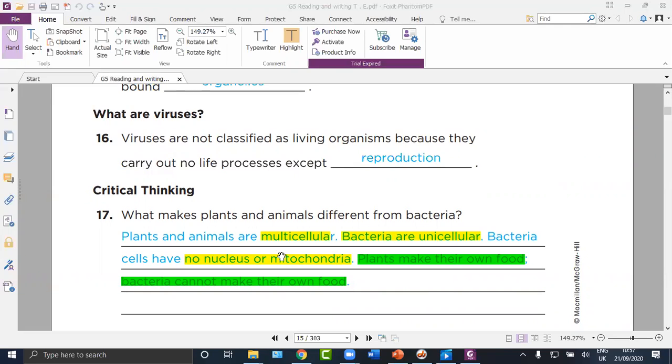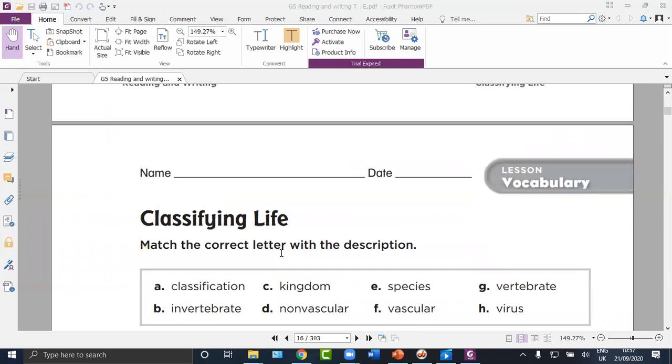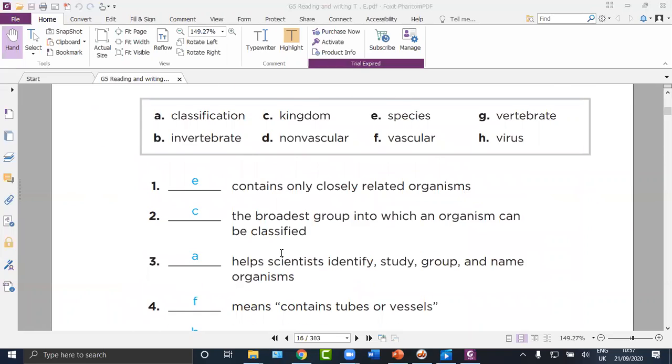Have you finished? Okay. Page 9. Bilal Hamdi. Read number 1. Contains only closely related organisms. Species. Yes, excellent.